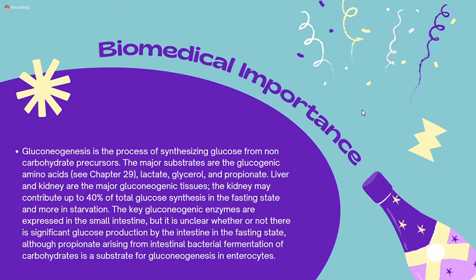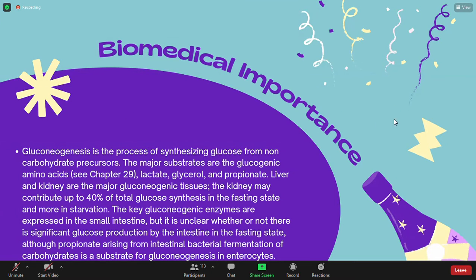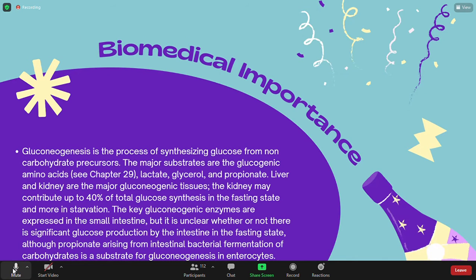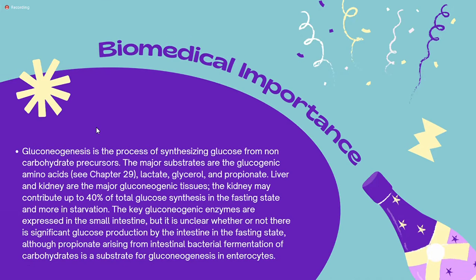Glucogenic acids, then lactate, then glycerol. Where do we get glycerol? Okay, from the breakdown of triacylglycerol. All right. And propionate or propionic acid.